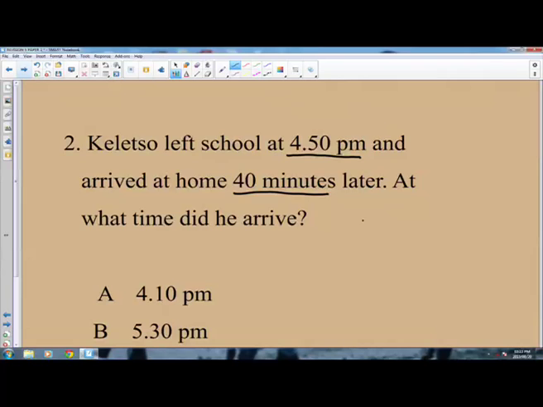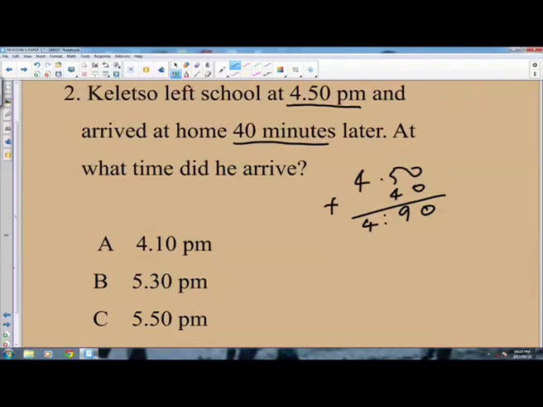So this will be 450 plus the 40 minutes. 0 plus 0 is 0, and then 5 plus 4 is 9, and then it's a 4 here. But we cannot have time where we are saying 4090. We need to convert this to time as we know it. So the 90 here means it's 90 minutes. So we'll have to take 1 hour from this 90 minutes and then add to the 4. 1 hour is equal to 60 minutes, so we are going to take 60 minutes from 90 minutes, and then we'll remain with the 30 minutes on this side.